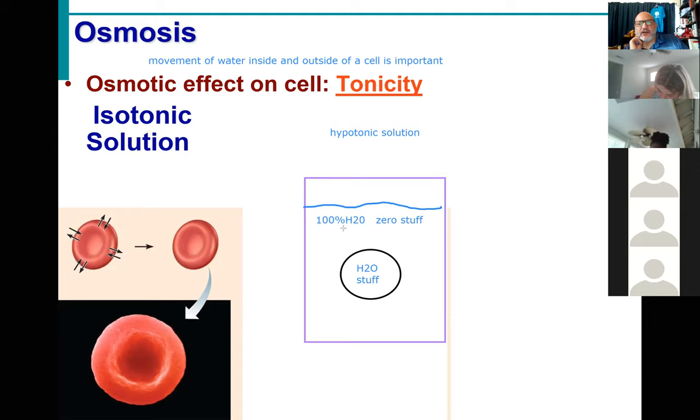Excellent. Water goes down its concentration gradient, or water goes to where there's more stuff. The water would go inside the cell. The cell would swell. And in some instances, not only would it swell, but it could actually burst, or the fancy word, we could say the cell would lyse as a result of that.